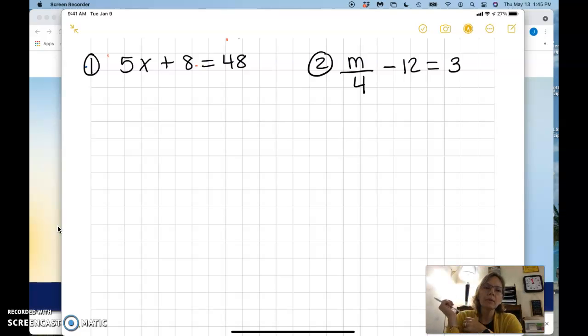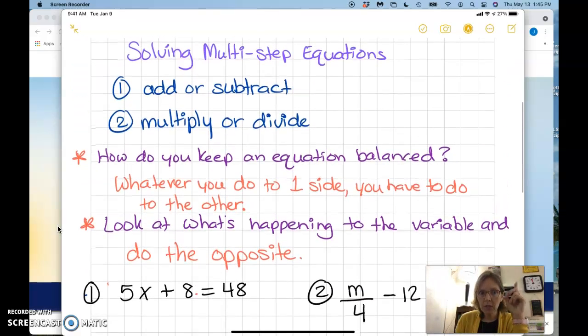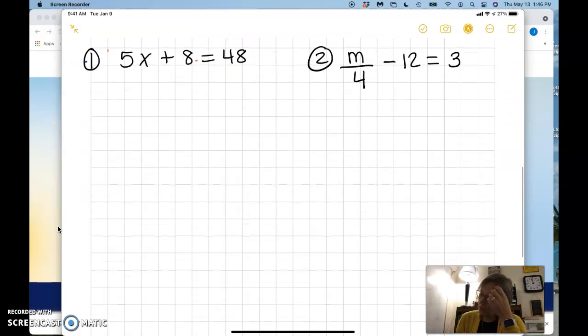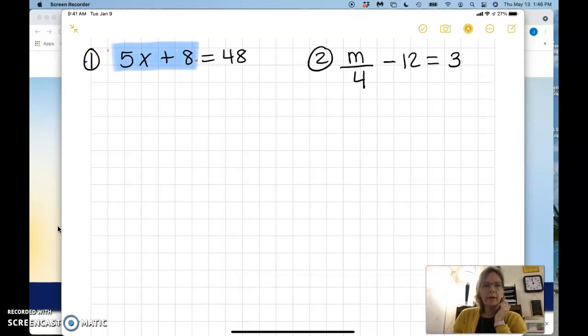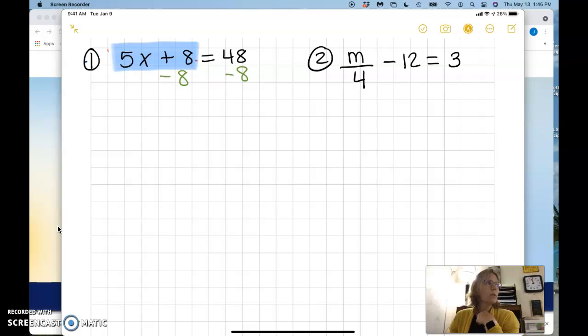Anyway, so now we're doing two-step equations. So we're going to follow our rules that we wrote down up top. The add or subtract first, multiply or divide second. So first, I look for any addition and subtraction that's happening with my variable. I see +8, so I'm going to do what? Yes. And the 8s, what happens to the 8s? Now, what is 48 minus 8?